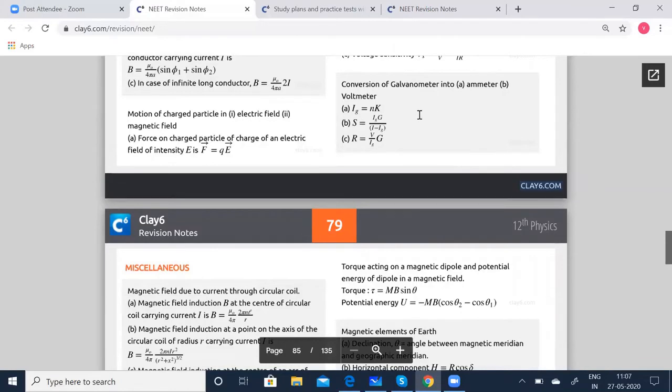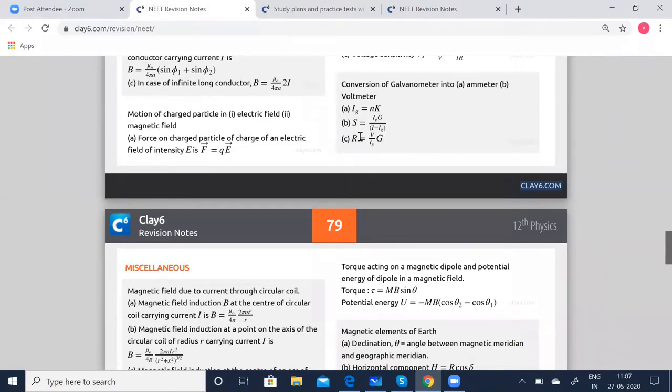So this also might be a very important concept you have to know. IG is equal to NK, where IG stands for the galvanometer current. S is going to be the shunt resistance. S is equal to IG times G by I minus IG, where G stands for the galvanometer resistance, IG is the current through the galvanometer, and I is the total current.